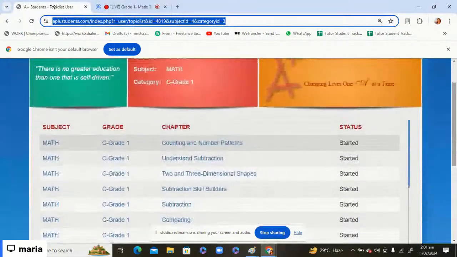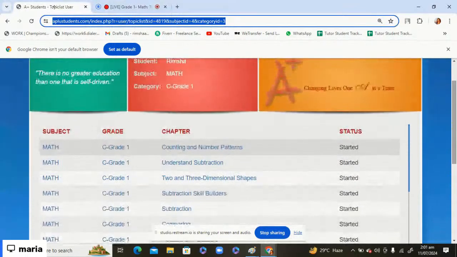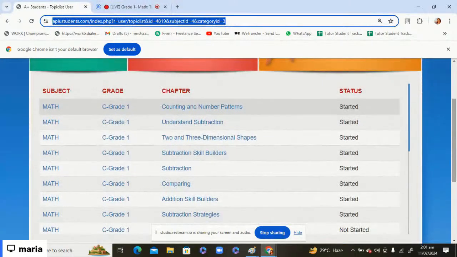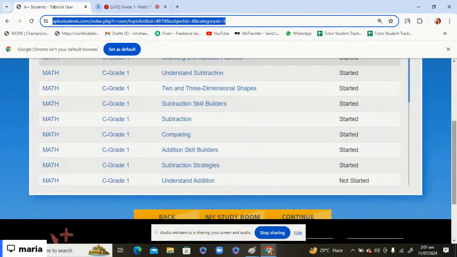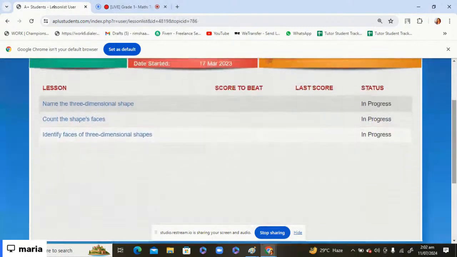Go to the subject tab, select maths from there, go for grade 1, and now look here. Here is the list of the chapters. So today we discuss the chapter named 2 and 3 dimensional shapes. So let's go with it. 2 and 3 dimensional shapes. And now here is the list of the lessons.